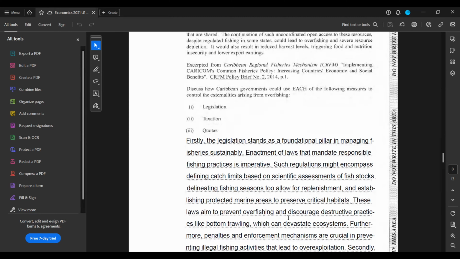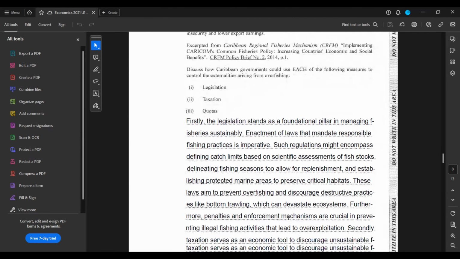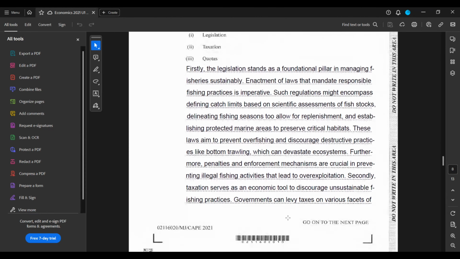These laws aim to prevent overfishing and discourage destructive practices like bottom trawling, which can devastate ecosystems. Furthermore, penalties and enforcement mechanisms are crucial in preventing illegal fishing activities that lead to overexploitation.